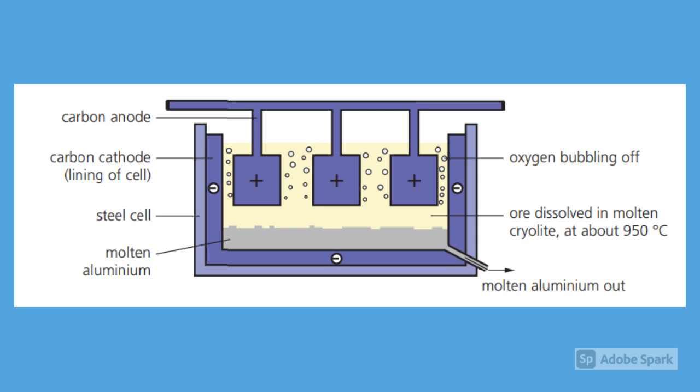This is lined with carbon, which acts as the cathode. Big blocks of carbon hang in the middle of the tank and act as the anodes. Alumina melts at 2045 degrees centigrade. It would be impossible to keep the tank that hot. So instead, the alumina is dissolved in molten cryolite, or sodium aluminium fluoride, which has a much lower melting point.